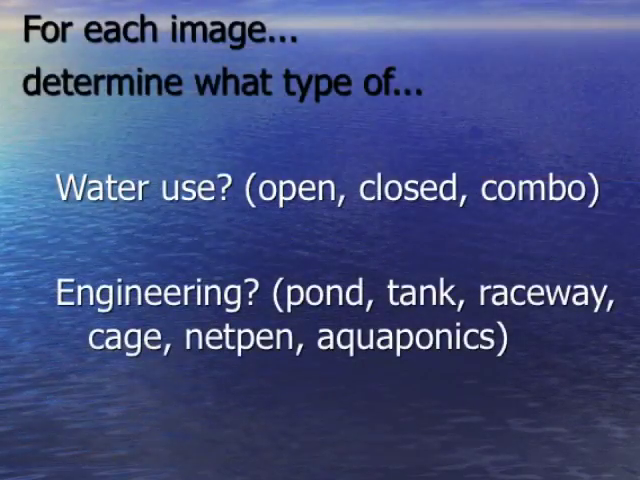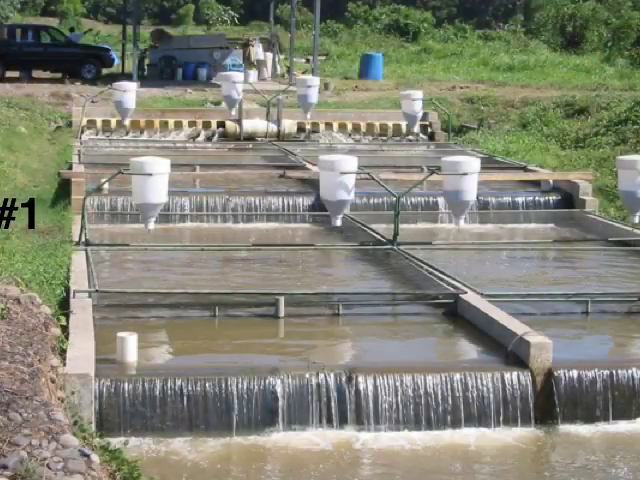So what we're going to do now is show some actual images of different types of aquaculture systems, and we want to see if the audience can determine what kind of systems these are relative to water use or engineering. Now you might not be able to make the complete determination from just what you see, so you might have to ask some questions later, but from this first take, just see if you can figure out if it is an open or closed system and what type of design.